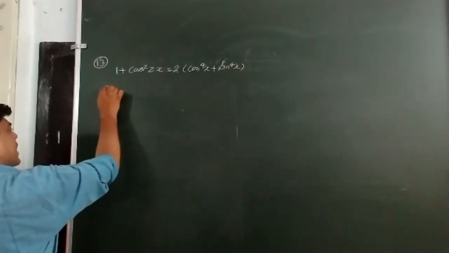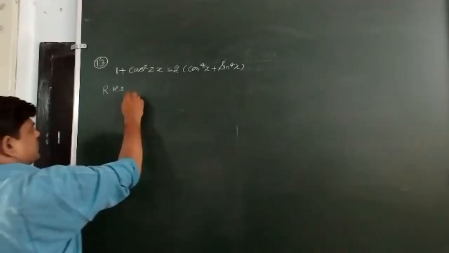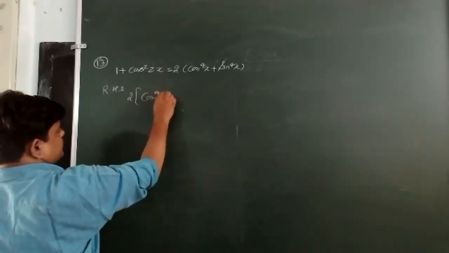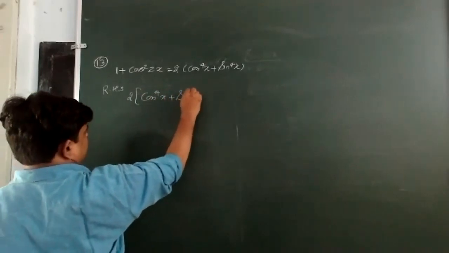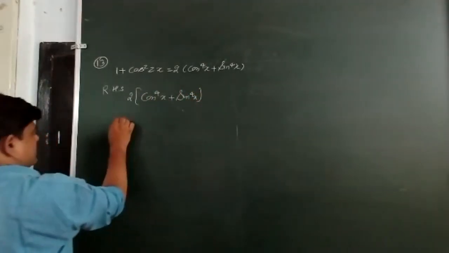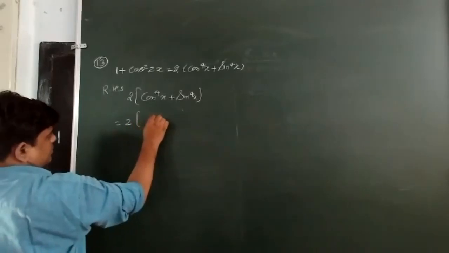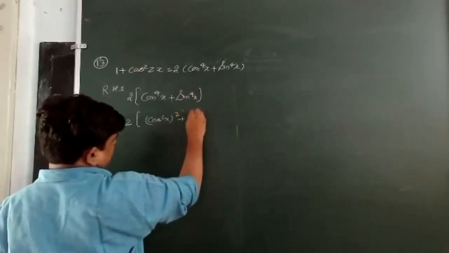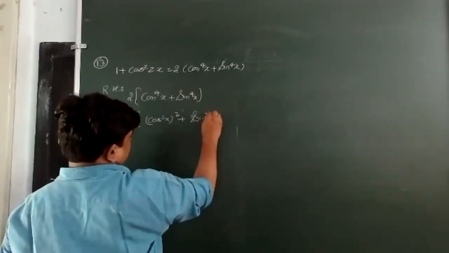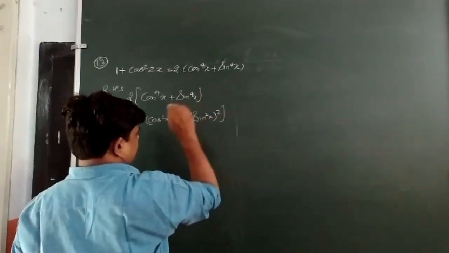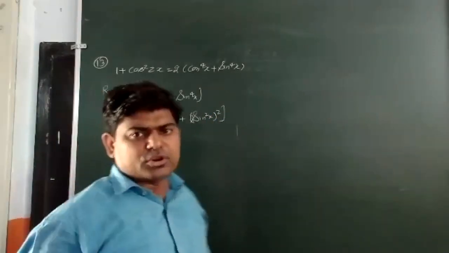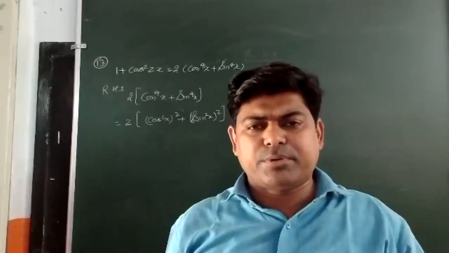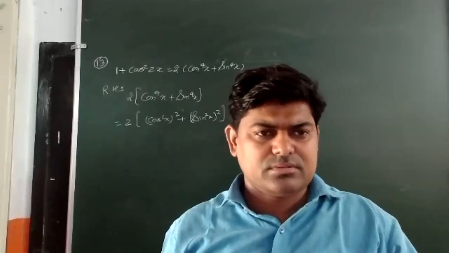Now if I am taking the right side again, it is 2 in bracket cos to the power 4x plus sin to the power 4x. It is 2 times (cos square x to whole square plus sin square x to whole square). If you remember, a square plus b square can be written as (a plus b) the whole square minus 2ab. Am I correct?